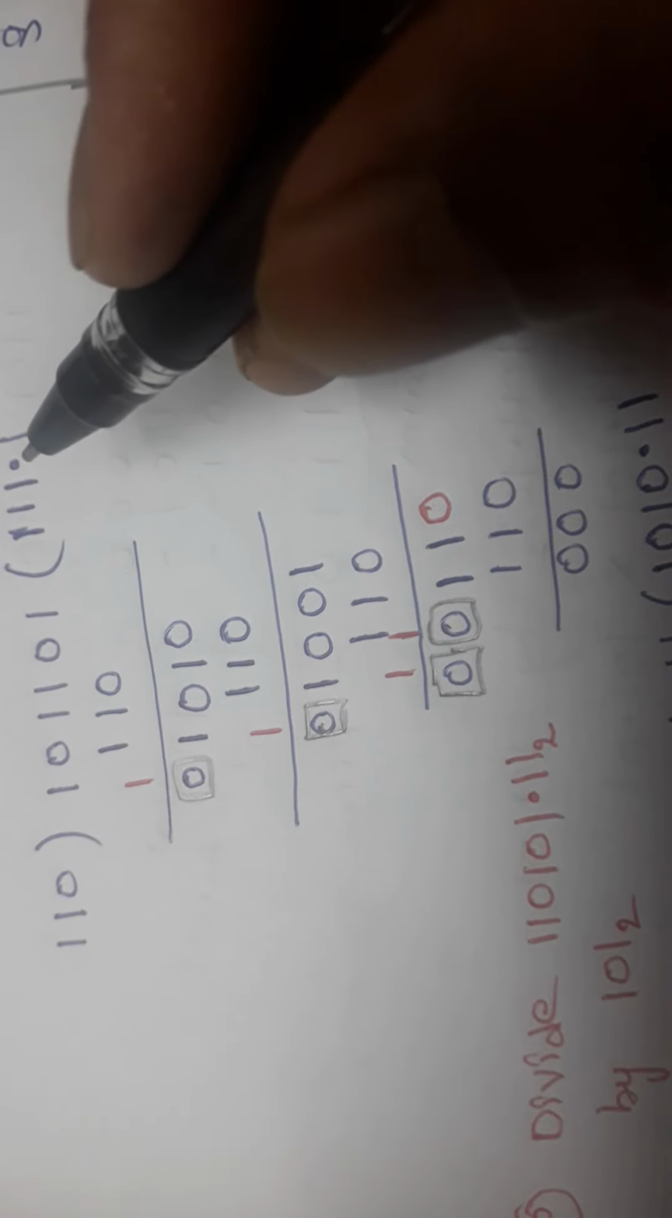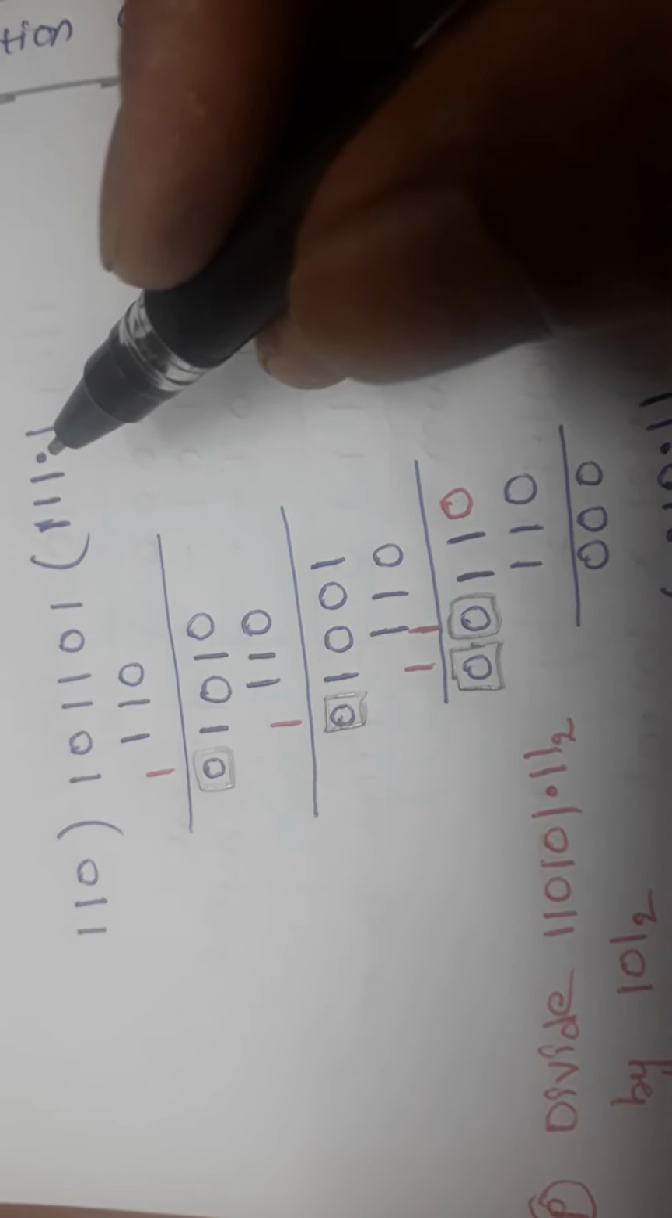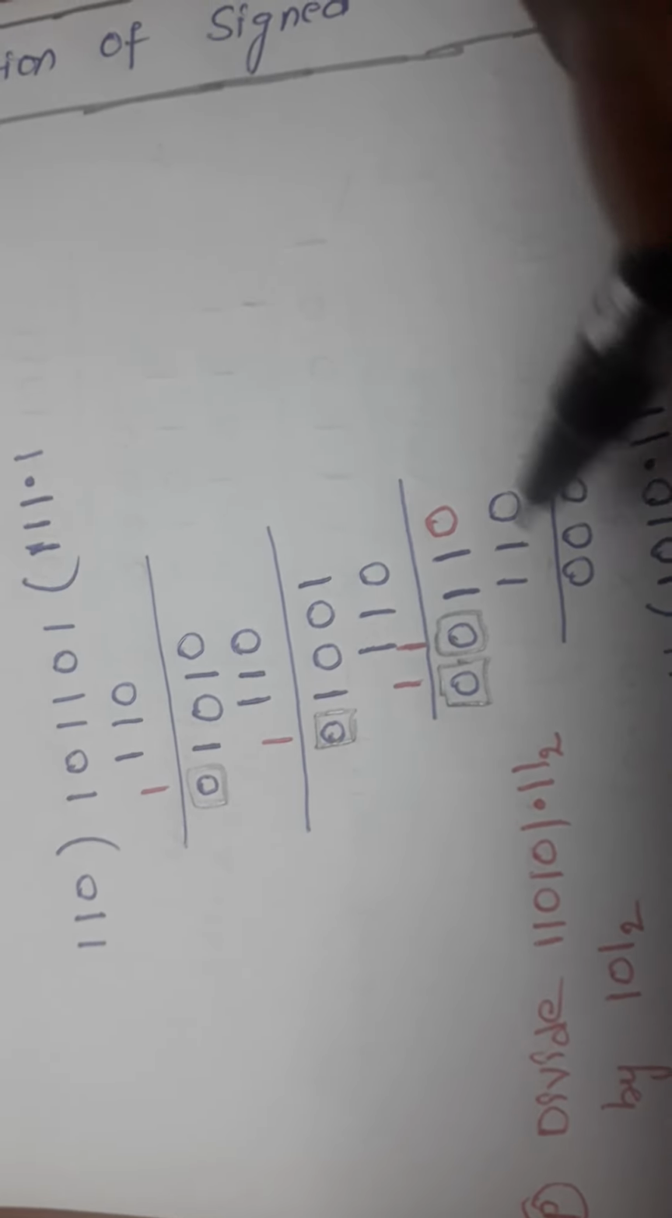Now if you observe, further there are no extra bits to pull down. Therefore, if you want to continue the division, just keep a decimal point here as you do in normal decimal division. Then you can get an extra 0. Then 1101 minus 110. This is the remainder.